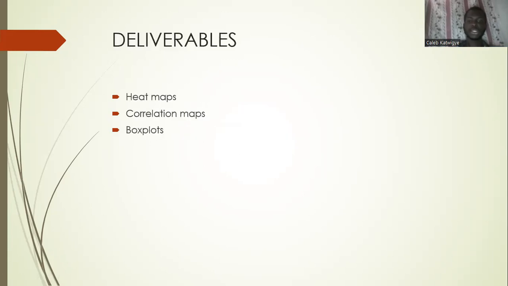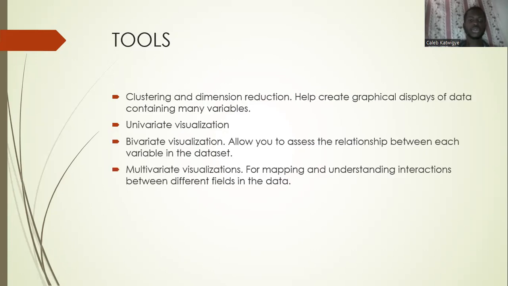The deliverables, as I said, remember we are representing using graphical methods. We have heat maps, correlation maps, and box plots, among others. So the tools, we have the clustering, and then the univariate visualization, the bivariate visualization, and then multivariate visualizations.